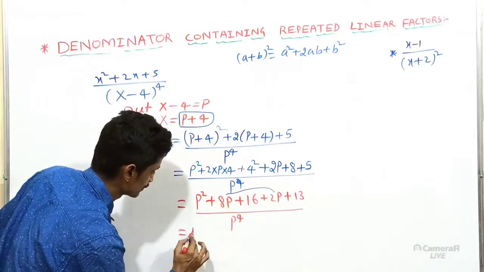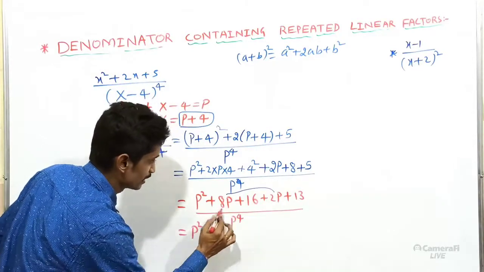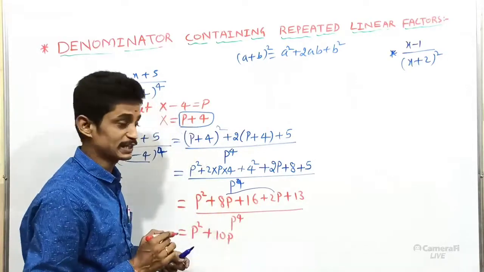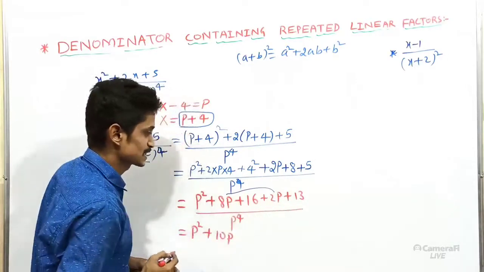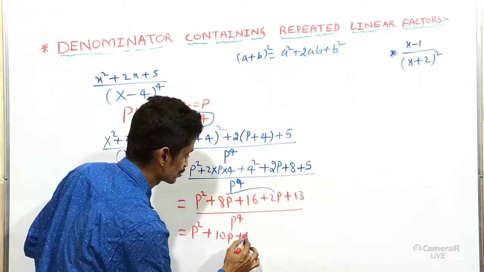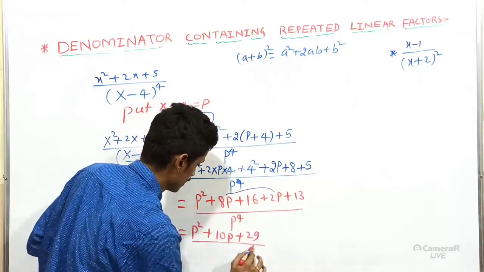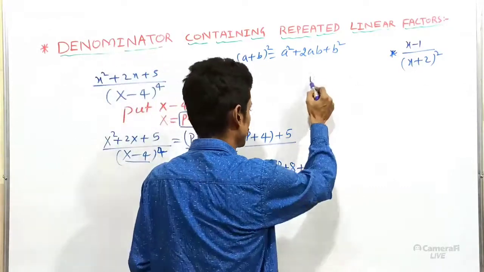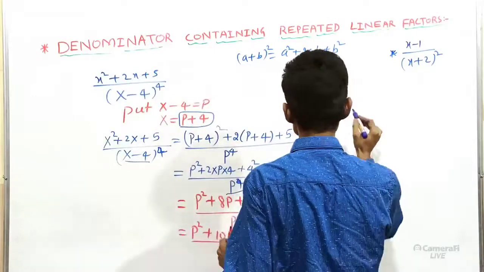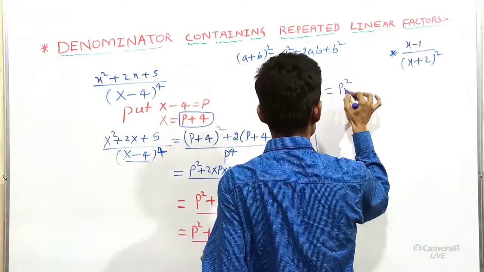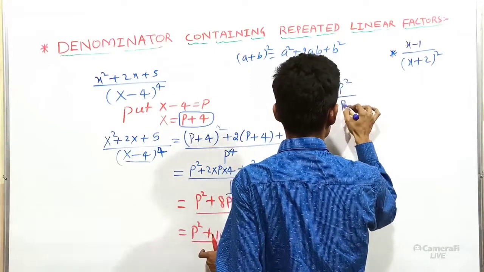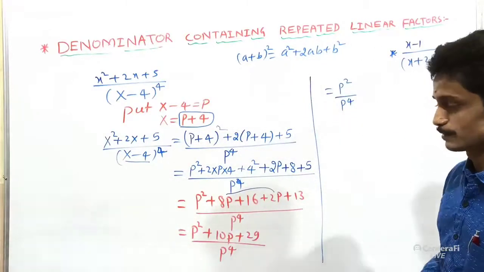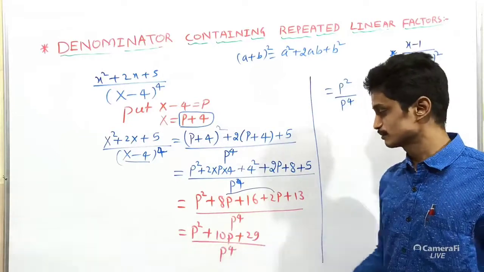What is that term? P square plus 8p plus 2p becomes 10p. Like terms we can add. 16 plus 13 is how much? That is 29 upon p power 4. Then separate it. What will that separation be? The p square first term I will write as it is divided by p power 4. Here p square divided by p power 4. Plus, what is the next term?